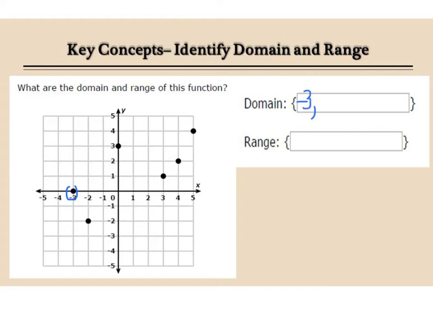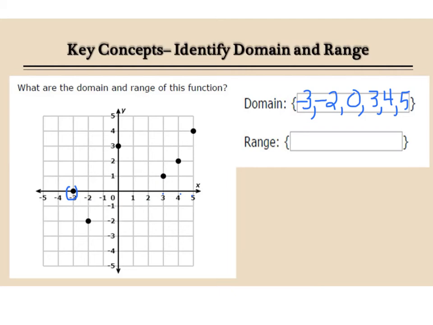Then the next one over is -2. There is one at 0. And there's one on this side at 3, 4, and 5. So I have 3, 4, and 5.